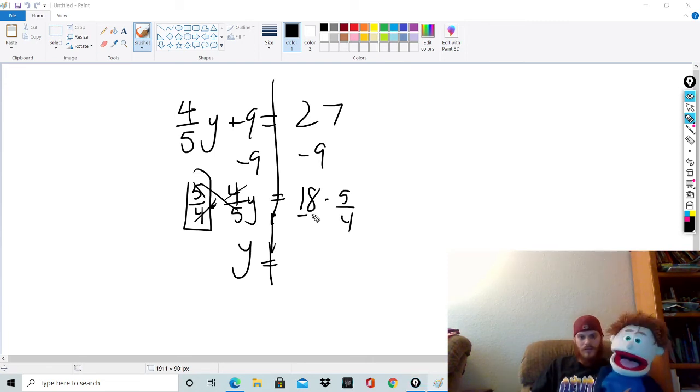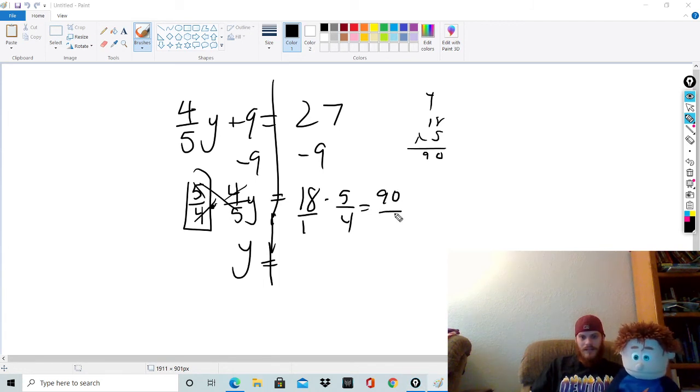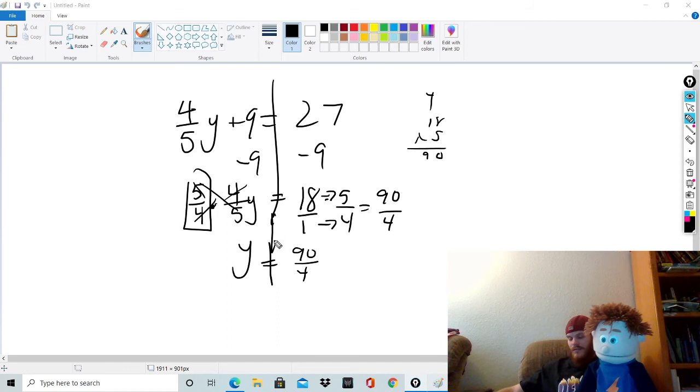18 over 1. Good. And then I'm going to do 18 times 5, which I don't know off the top of my head. Is it 90? Yes, 90. So 90 over 4, because remember, you just multiply across with fractions. This is pretty easy. I think I get it.